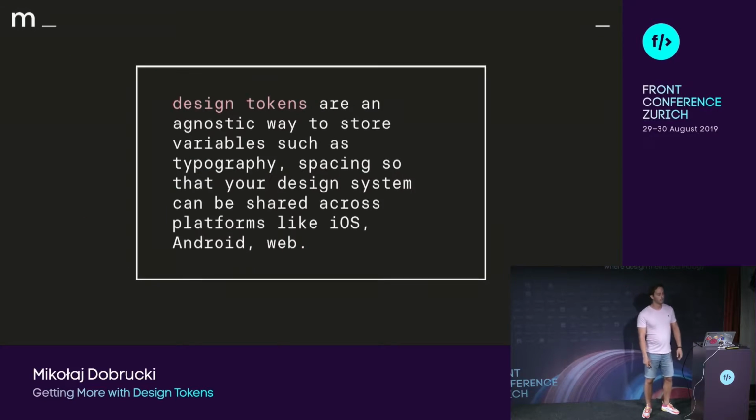So let's get back to our definition now. The definition says that design tokens are an agnostic way to store variables so that your design system can be shared across platforms. Okay, so now you may ask, so where's your design system? And where are your platforms? Where's your personal Android app? So no, there's no Android app and there's no design system, in fact. And that's because design tokens are not a strict methodology. It's not some set of rules that you need to implement to say confidently that, yes, I use design tokens.